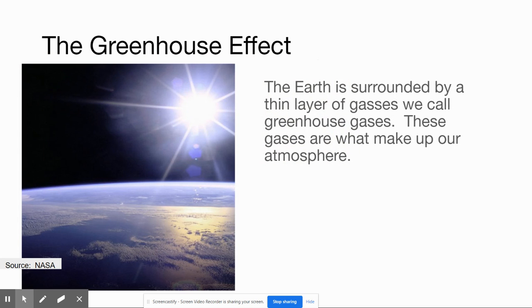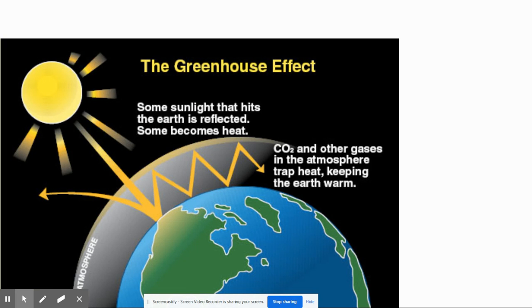All right, so we'll talk about the greenhouse effect. The Earth is surrounded by a thin layer of gases, and you can see it's very thin. The atmosphere is very thin for the Earth, but it is important.